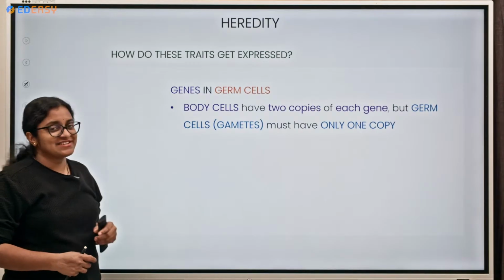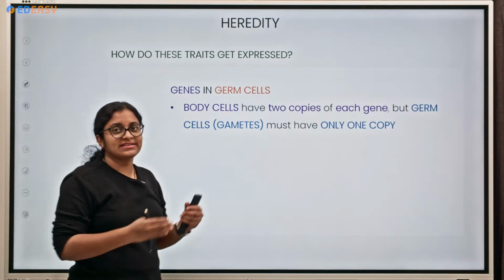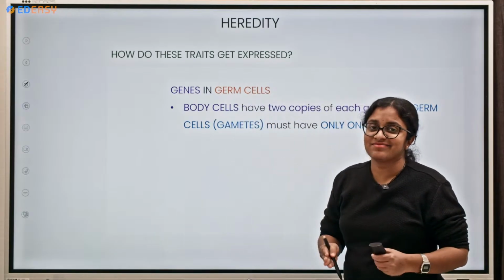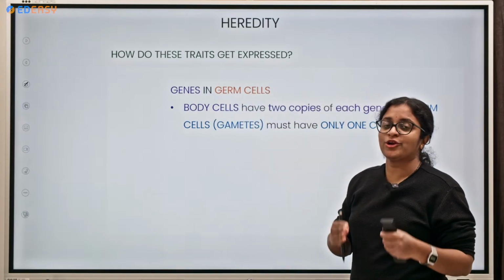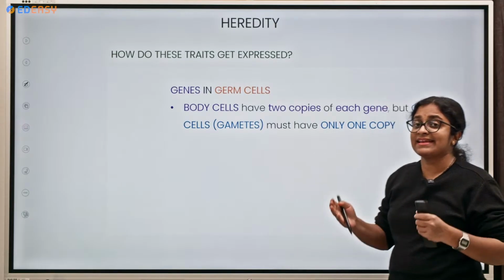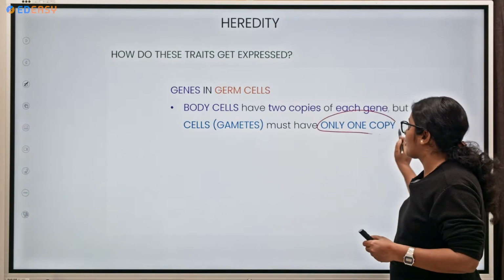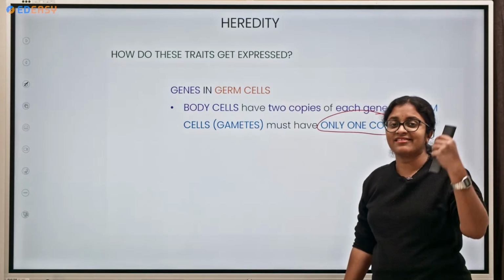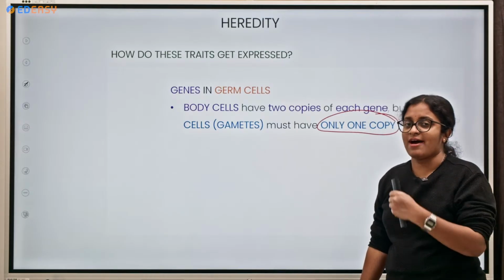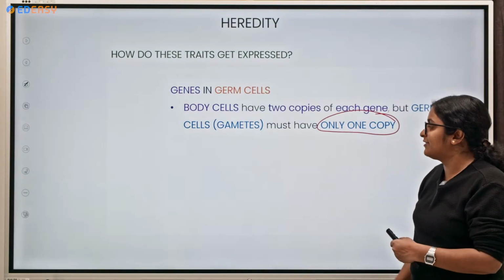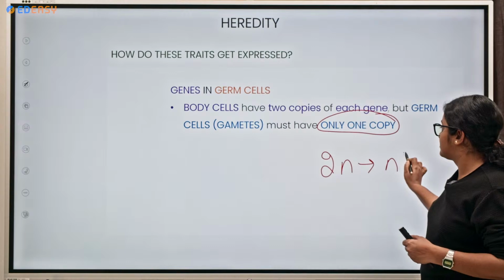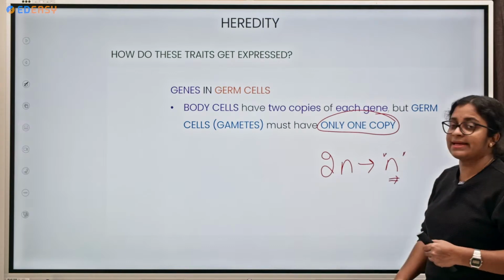So, genes in germ cells: of course, we know the body cells have two copies of each gene, but germ cells, nothing but the gametes, the male or female sex cells, need to have only one copy. That's why in meiotic divisions there is a reduction of chromosome number to half. If it is a diploid character, haploid will be formed like that.